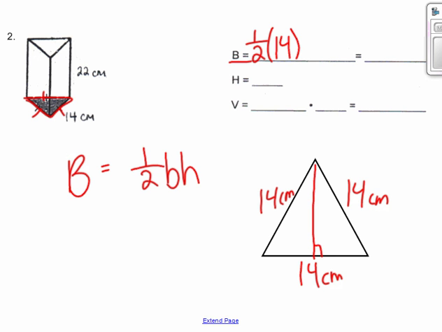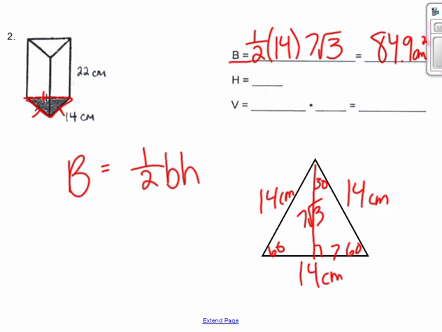If this is an equilateral triangle, that means it's equiangular, which forces all these angles to be the same. When I draw my height, my altitude, I divide that in half, so that's 30. 14 cut in half is 7. Using my 30, 60, 90 rules, I multiply by radical 3 to get the height. So my height is 7 radical 3. I multiply that out, 84.9, and then we're in centimeters squared.